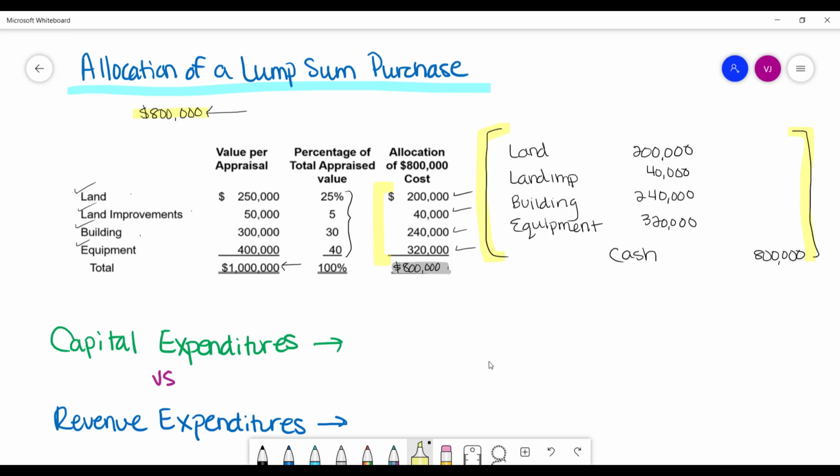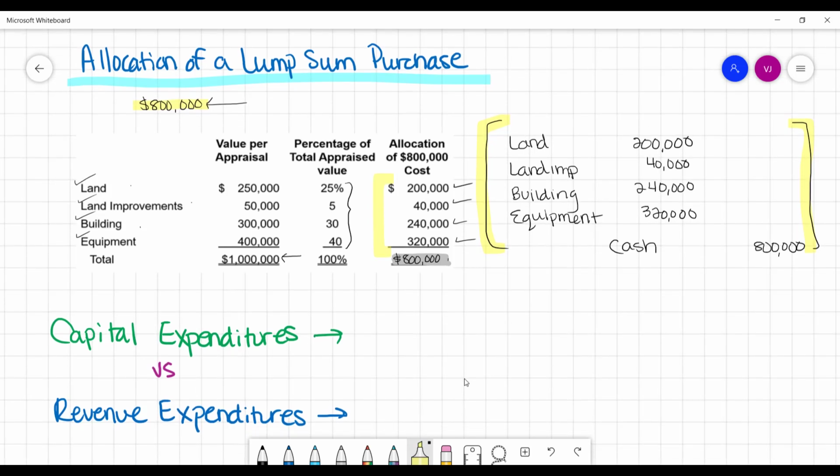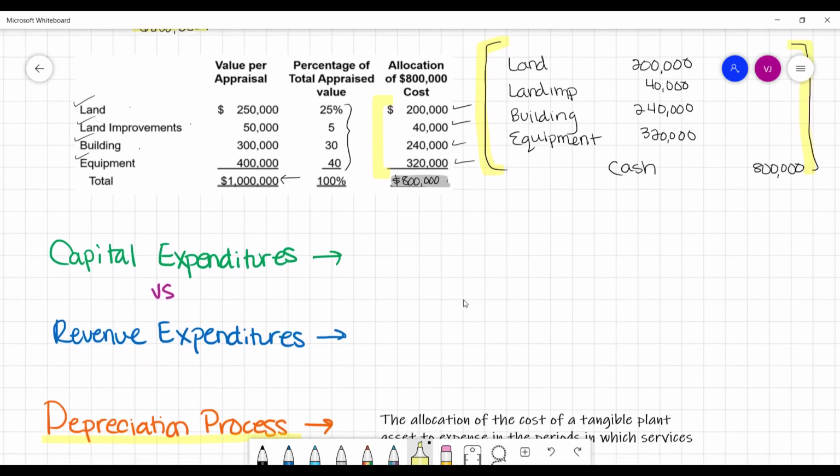So it could be that beforehand you would know, okay, you're paying this much for this item, this much for that item, and just bundling it all together. But in the event that that information is not known, you would get everything appraised, find out the total, find the percentage that each asset represents of the total appraised value, and use those percentages to figure out how much of the total cost you will allocate to each asset individually. So that's how we account for a lump sum purchase.